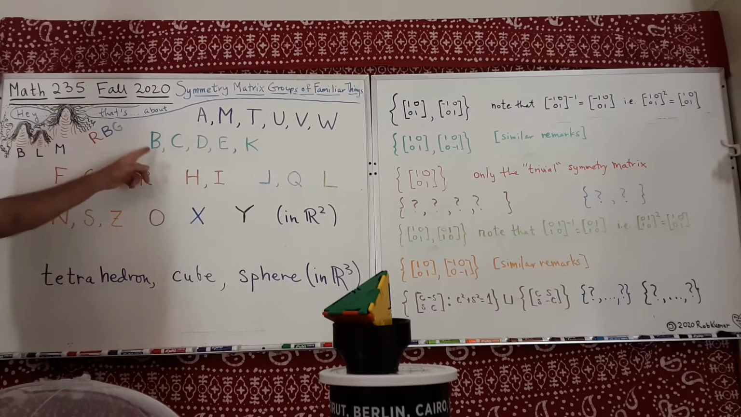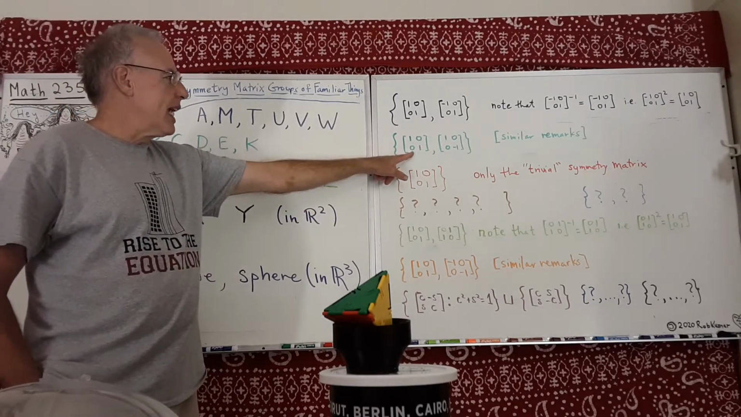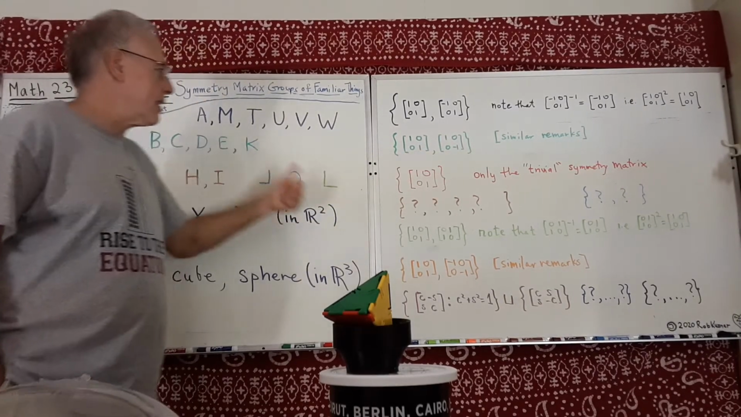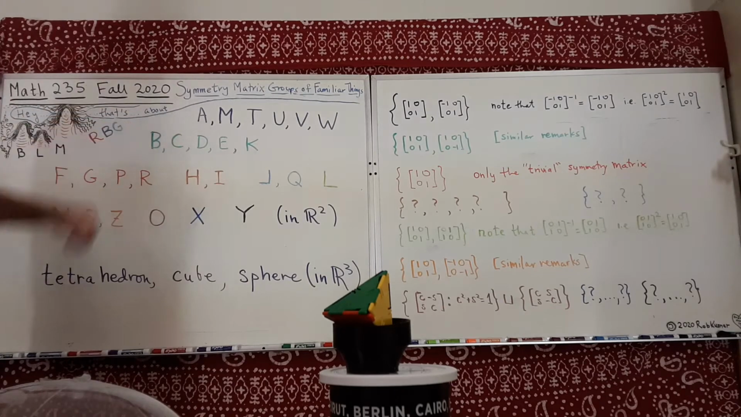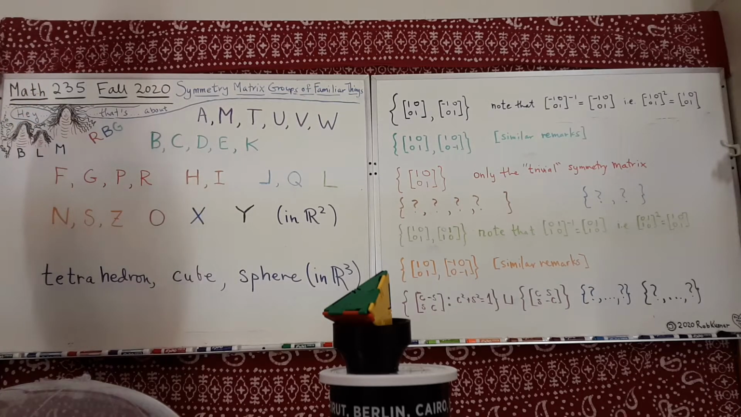Similarly, the letters B, C, D, E, and K have, again, the identity, always the identity, but also this reflection that sends e2 to minus e2. And these are reflections. Reflections mean that they're equal to their inverses. In other words, their square is the identity. Well, that's not quite what a reflection is, but it's roughly that.